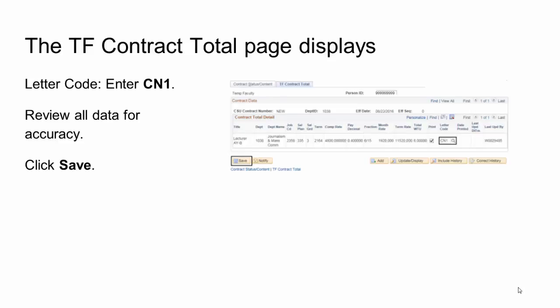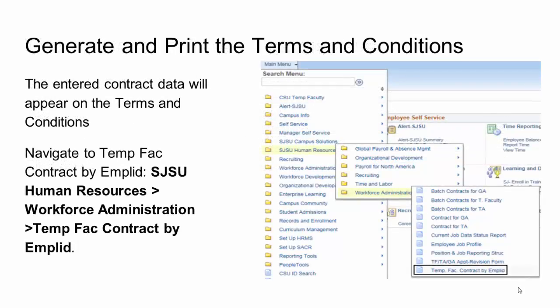The TF Contract Total page displays. Letter code, enter CN1. Review all data for accuracy and click Save. Generate and print the terms and conditions. The entered contract data will appear on the terms and conditions.